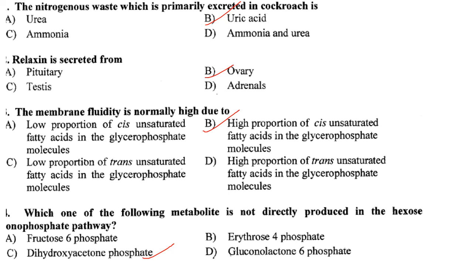Then next one. The membrane fluidity is normally high due to. So it is normally high due to a high proportion of cis unsaturated fatty acids in the glycerol phosphate molecule. Answer is option B. Then which one of the following metabolites is not directly produced in the hexose monophosphate pathway? So it is dihydroxyacetone phosphate that is not directly produced in the hexose monophosphate pathway. Option C.